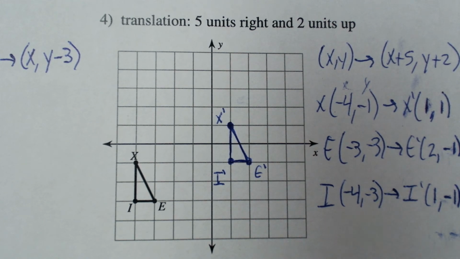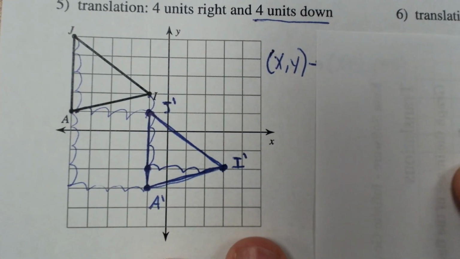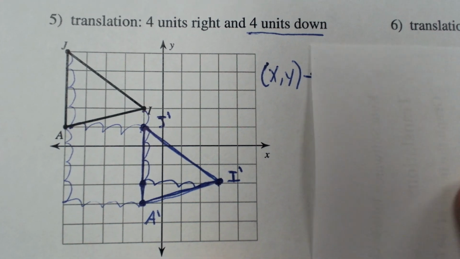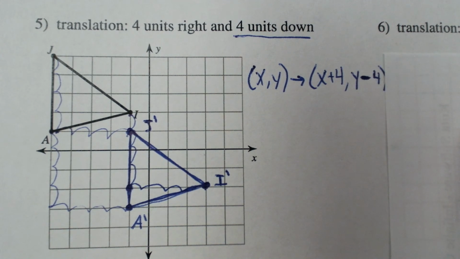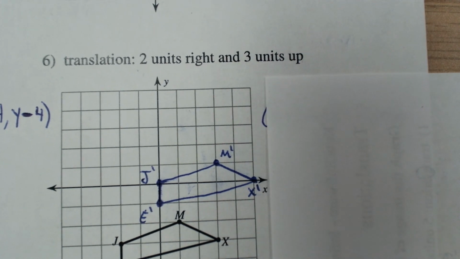Now go ahead and pause this video, look at 5 and 6 yourself, and I will give you the answers in just a moment. Okay, so 5 should look like this. 4 units right and 4 units down. 4 units right tells us x plus 4. 4 units down, y minus 4. And then for your number 6, should look like that.